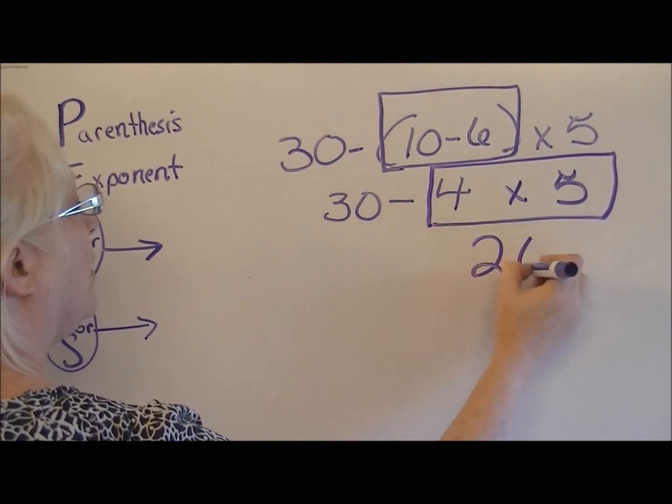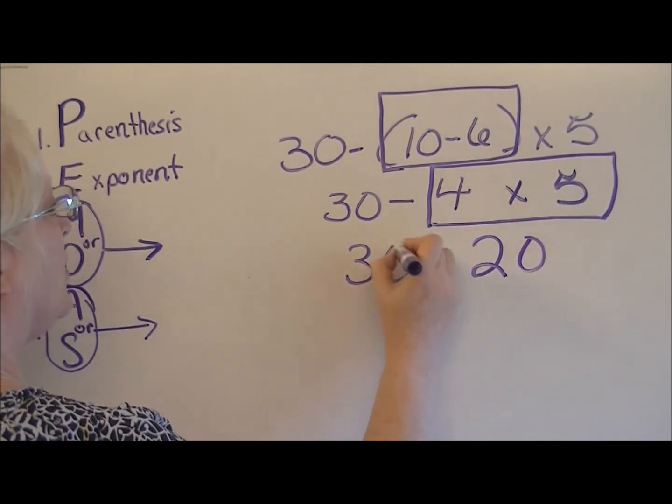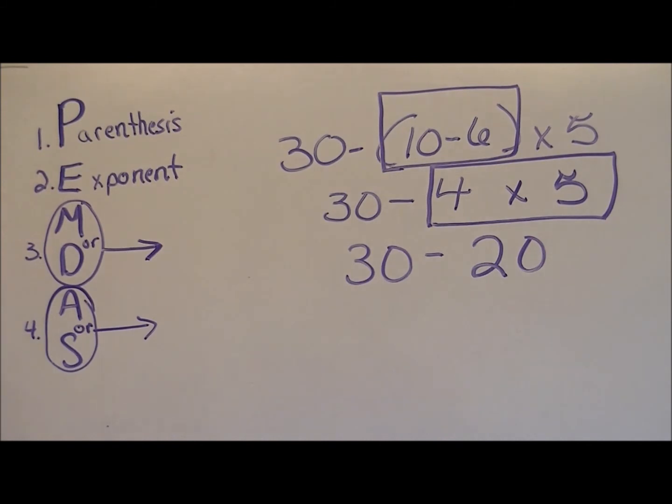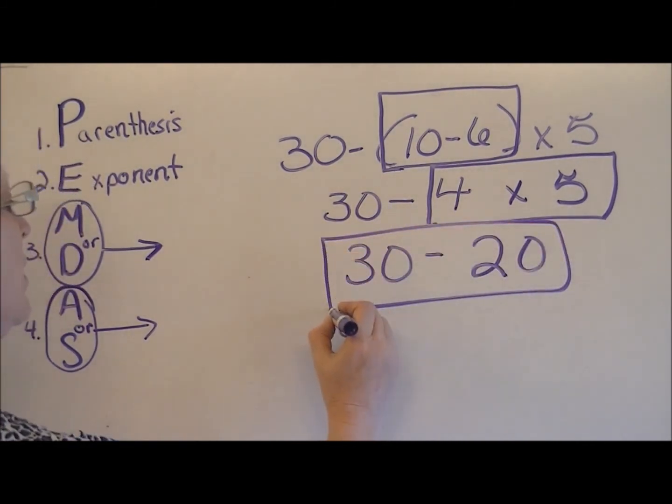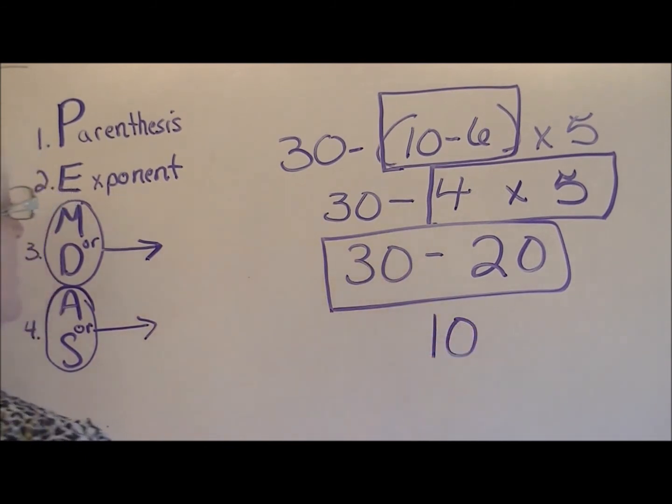Let's solve that. Drop everything else down. Now I'm in addition or subtraction, and all I have is subtraction, so I'm going to solve that. And the answer is 10. And that's how you work with the order of operations.